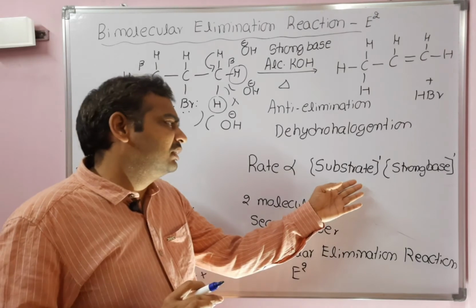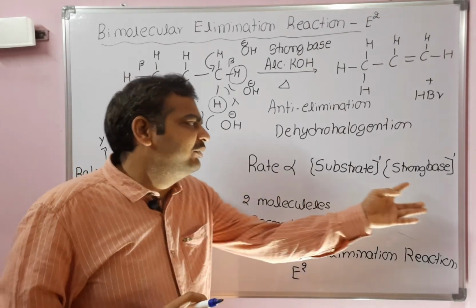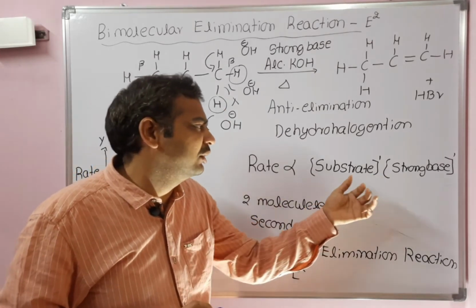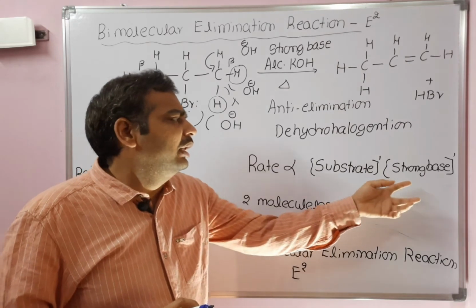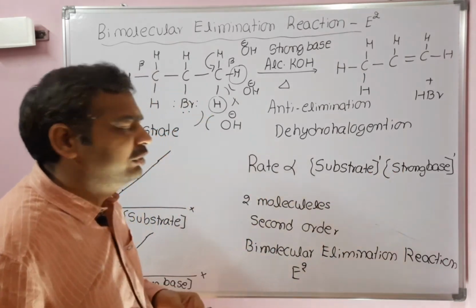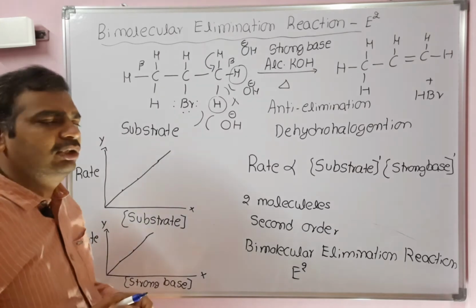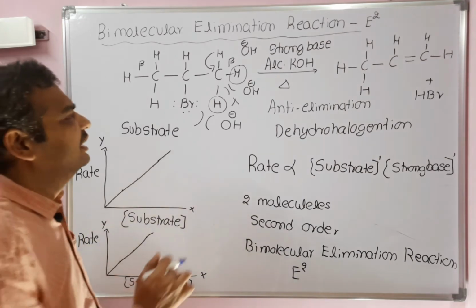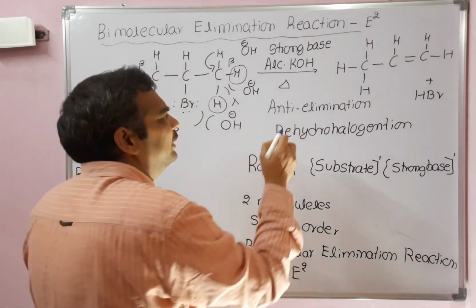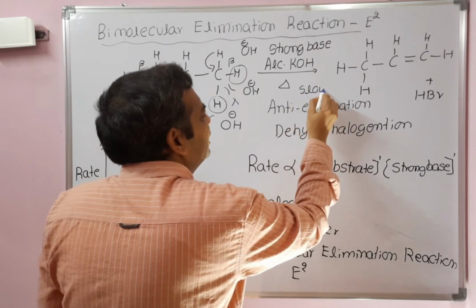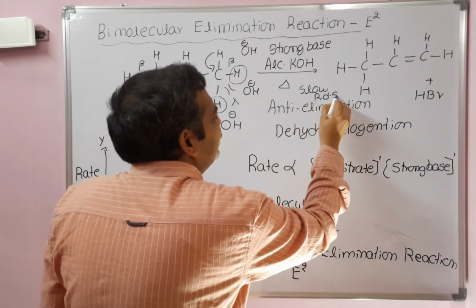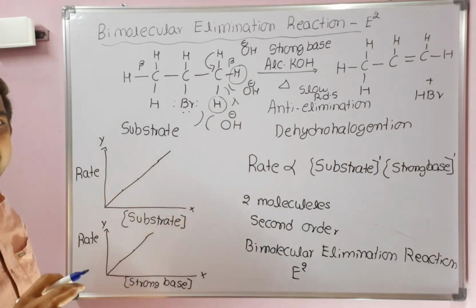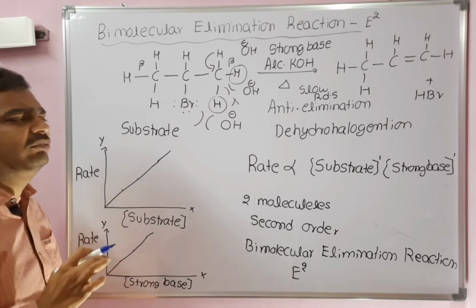So if you double the concentration of the substrate, the rate will double. If you double the concentration of the strong base, the rate will double. Suppose the substrate increases to double and the strong base increases to double, the rate increases 4 times. Why? Because the rate is directly proportional to the concentration of the substrate and the concentration of the strong base. And there is only one step involved, and this first step is the slow step, the rate determining step. In the rate determining step, the substrate as well as the strong base are involved in the reaction. Clear? Right. Now we will discuss the mechanism of the E2 reaction.